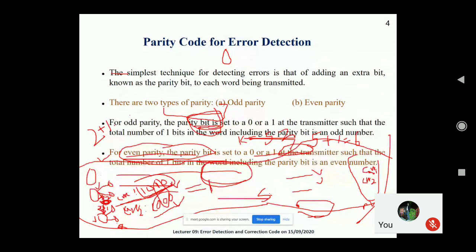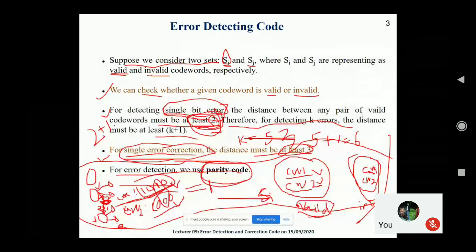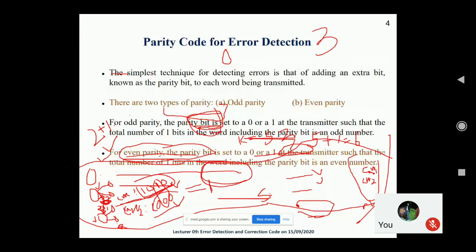See here, ये मैं दिखा रहा हूँ, ये बाद में मैं करूंगा, ये थर्ड पॉइंट में जाइए। When we are discussing this one, for single error correction, the distance must be at least 3. Now, how can you generalize this one?